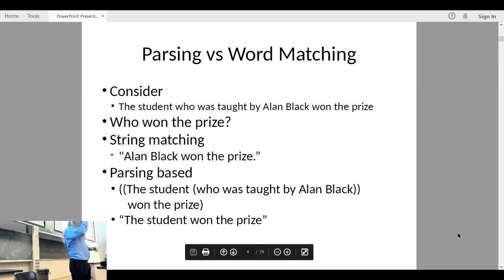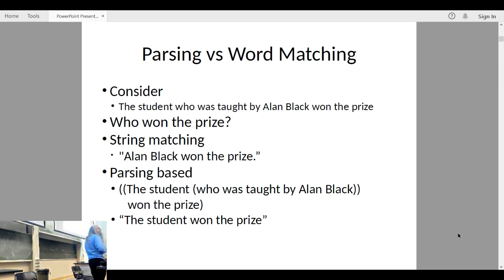Okay, so supposing you're going to use some naive method that looks for a subset of words. What you're going to find is a subset of words that says Alan Black won the prize. And Alan Black won the prize is actually in that sentence, so that must be correct. Well, no, it isn't. It isn't correct because there's a relative clause in there. It's the student who won the prize, the student who was taught by Alan Black. Alan Black won the prize is a subset of that sentence, but that's not what that sentence means.